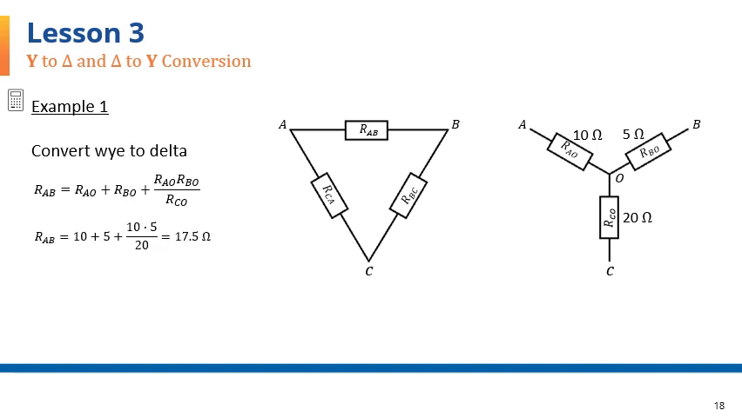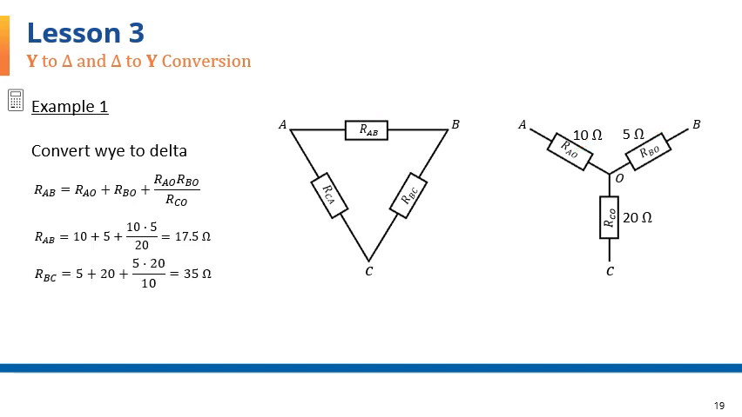So RAB here is calculated as the sum of these two that are on either side of it plus their product. So it's 10 plus 5 plus 10 times 5 over the third one, which is 20. That comes to 17.5.